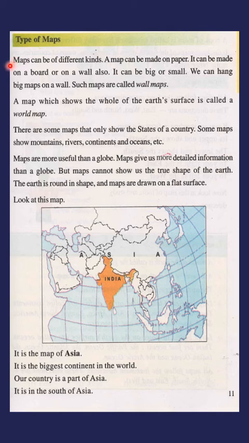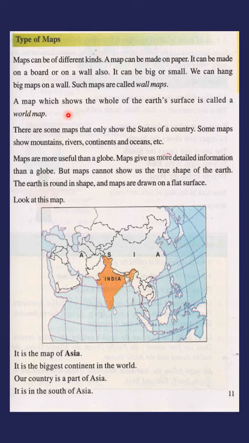Types of maps. Maps can be of different kinds. A map can be made on paper. It can be made on a board or on a wall also. It can be big or small. We can hang big maps on a wall. Such maps are called wall maps.